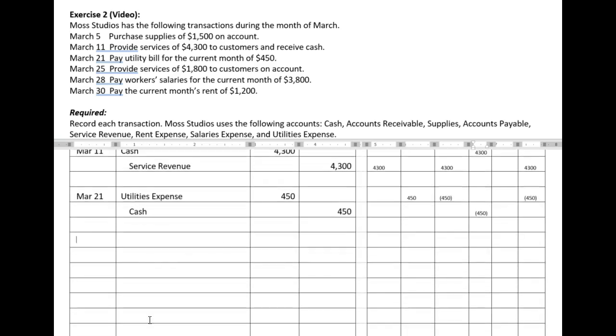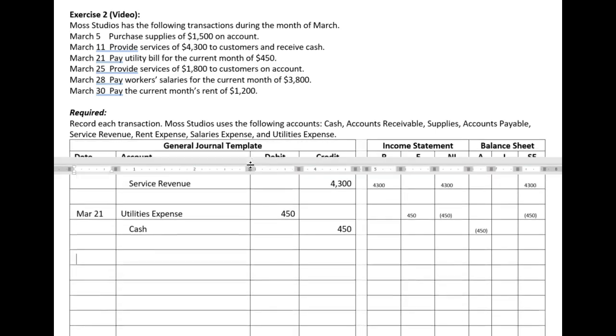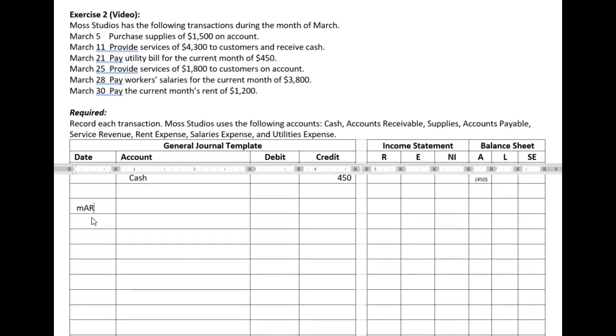All right, let's continue on. Actually, let's split our screen just a little bit lower so we can continue to see that template there. All right, so again, continue on. We're going to look at March 25th. We provide services of $1,800 to customers on account. So again, here there's that keyword, provide services.